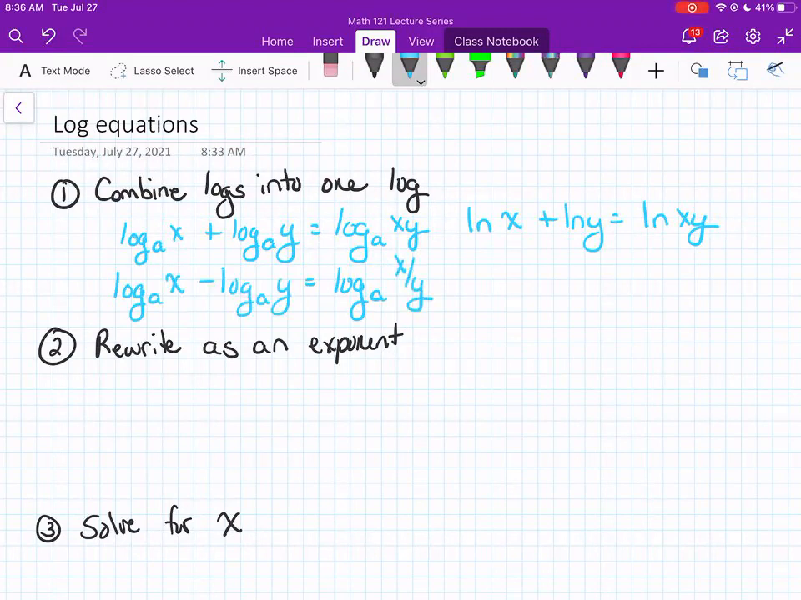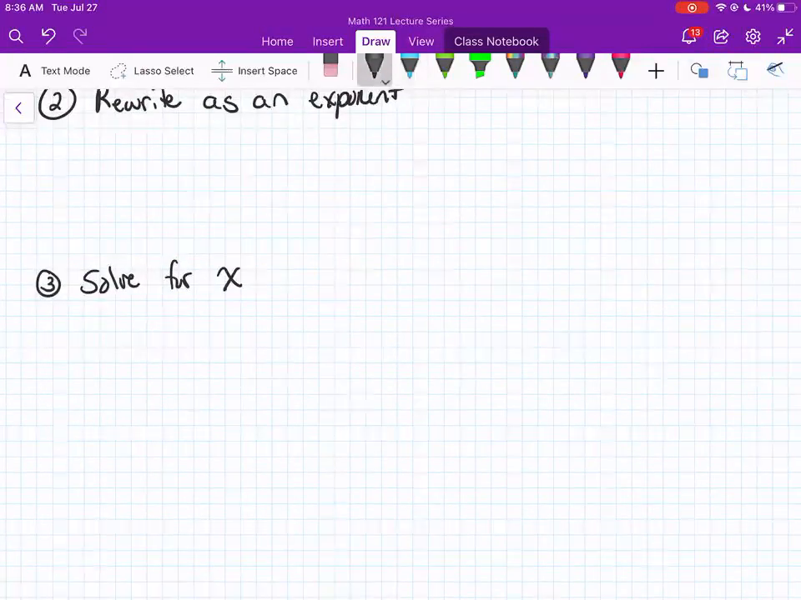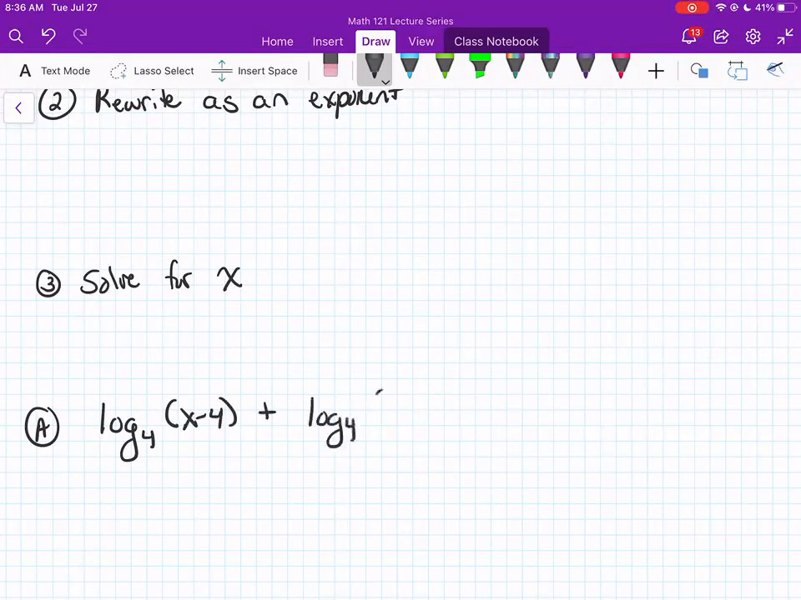These come from our rules of exponents, where if we have bases that are the same and we're multiplying two terms, we add the exponents, and if we are dividing, we subtract the exponents. We'll then rewrite this log in exponential form and finally solve for x. So let's do one here. Let's consider something like log base 4 of x minus 4 plus log base 4 of x plus 1 equals 3.